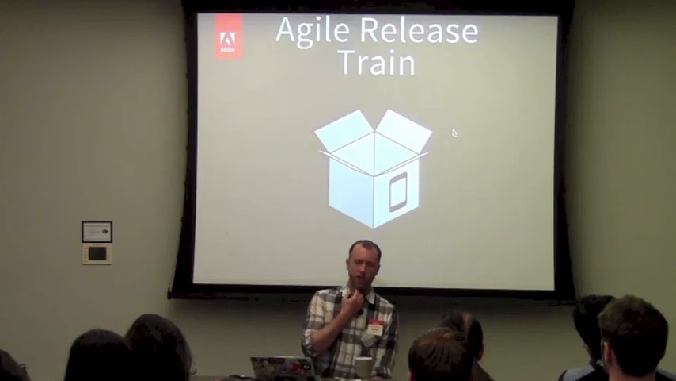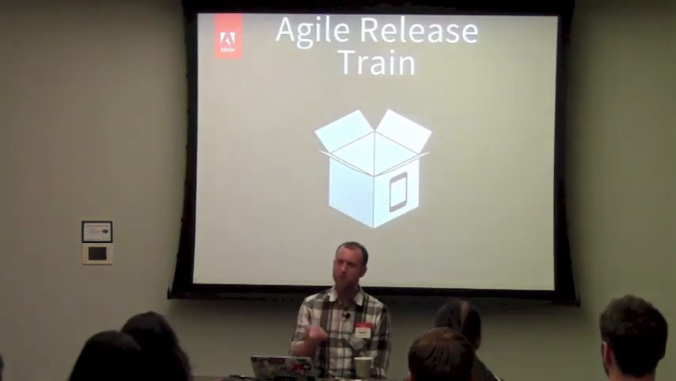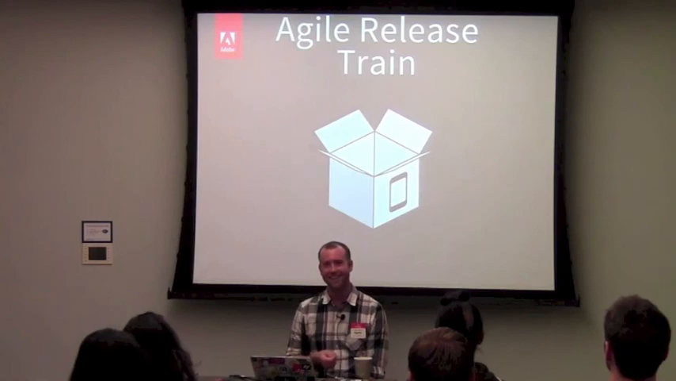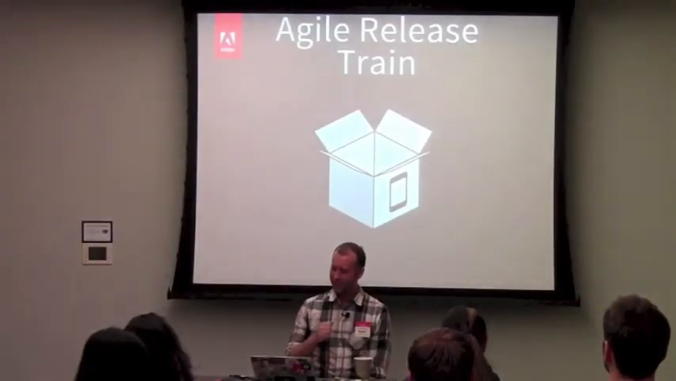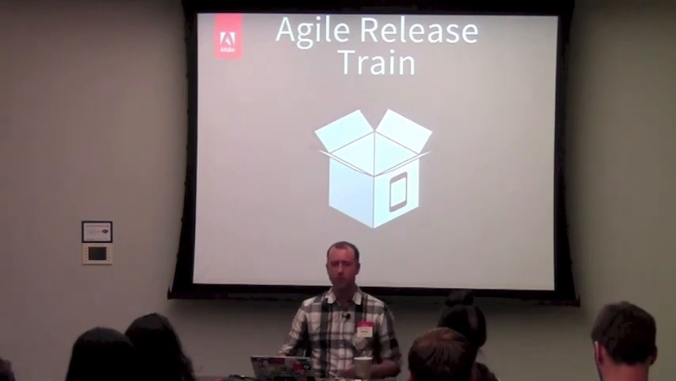So the Agile release train, that's kind of the fancy way of saying that we ship every month. And we're not the only ones doing this. The Chrome team does this. The Firefox team does this. Linux does this. Everybody's doing this these days.